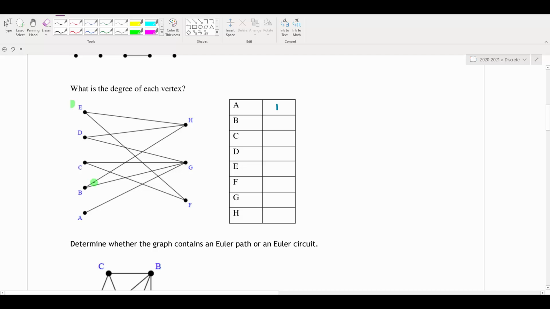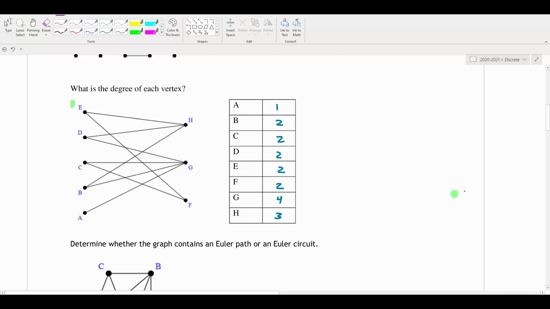So B has 2 edges here that come into it, so B has a degree of 2. Then with C, again, I count 2 edges coming in, so it would also have a degree of 2. D has 2 edges, so it has a degree of 2. E has 2 edges, so it's going to have a degree of 2. F is the same way. G has 1, 2, 3, 4 edges coming into G, so it's going to have a degree of 4. And H has 1, 2, 3 edges, so its degree is 3.